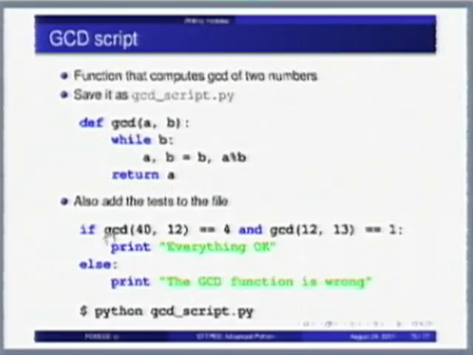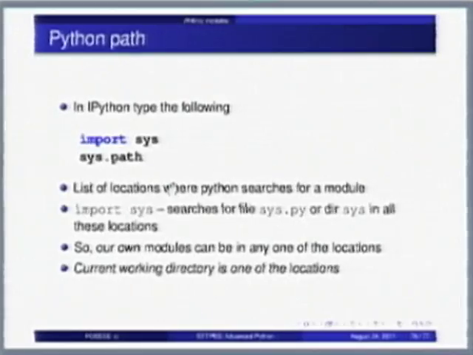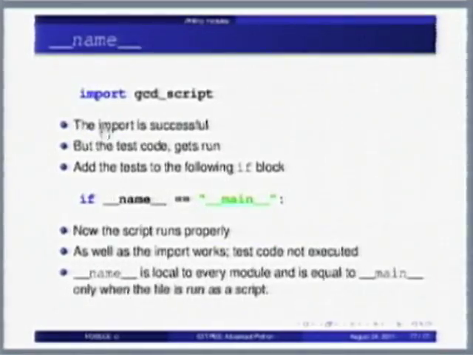Now, he is writing some code inside this file to say if GCD of this thing is 4 and GCD of this thing is 1, print everything is okay. If not, print something is wrong. Okay? Some simple file. Now, we do import GCD script, just like we did import fib, and it will print something.